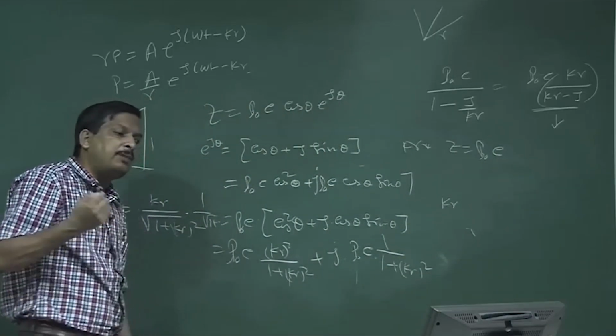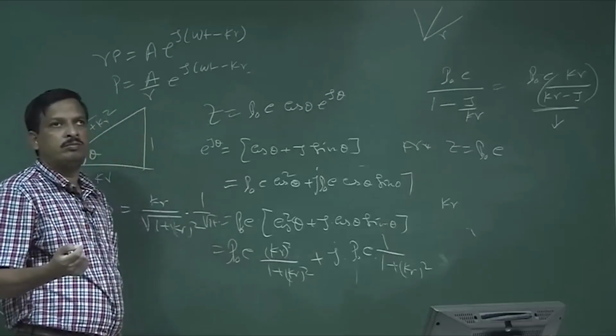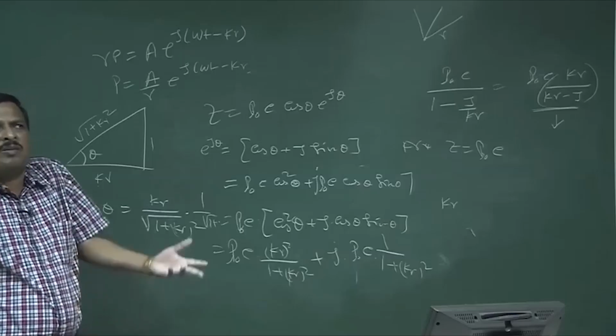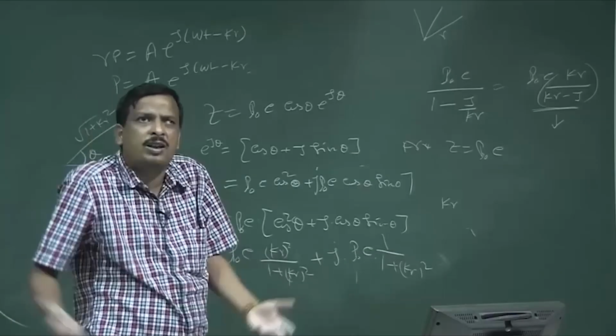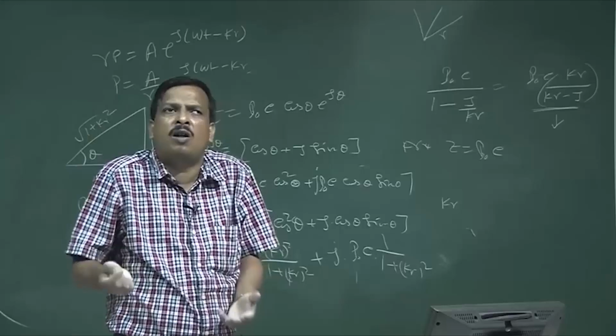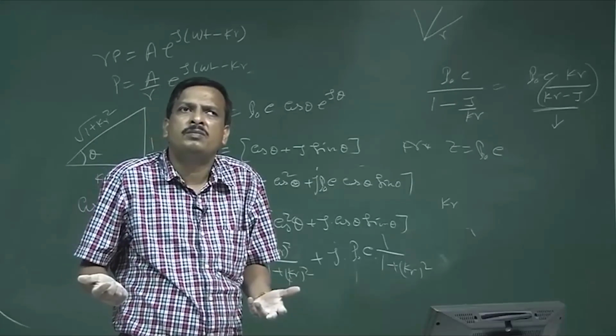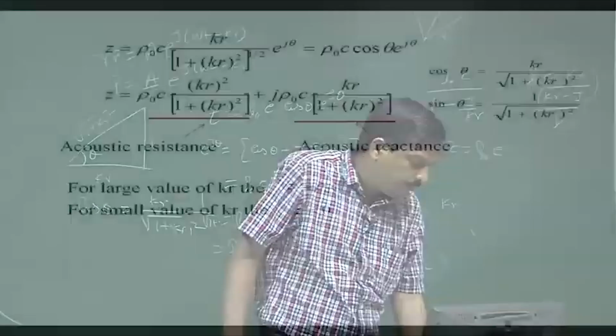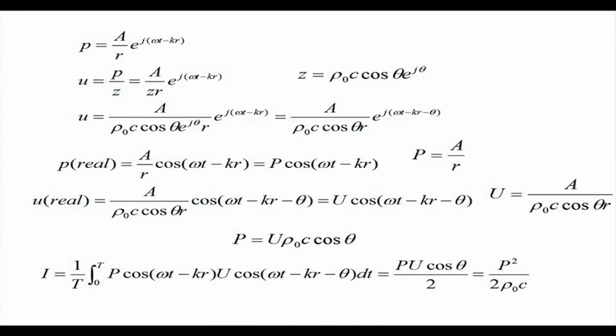Now, if the kr is very small, then z becomes 0. So, that cannot be explained. If the kr is very small, z becomes 0. Okay. Now, that wave equation I have understood.